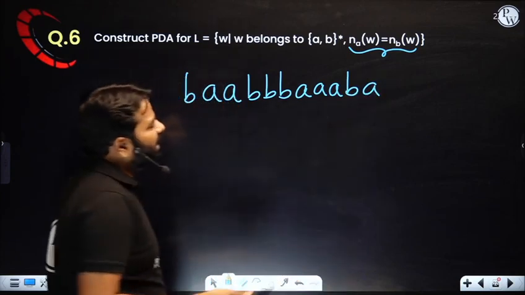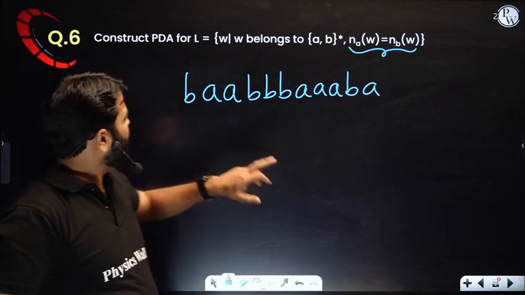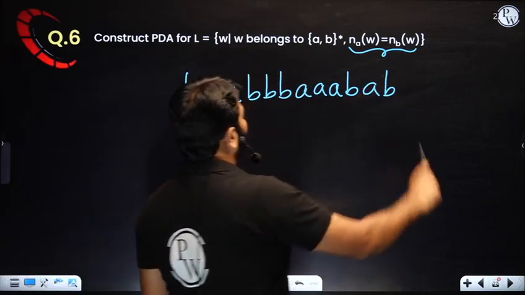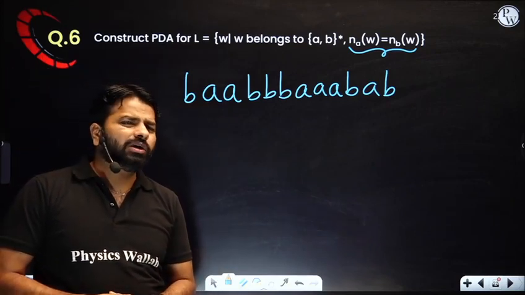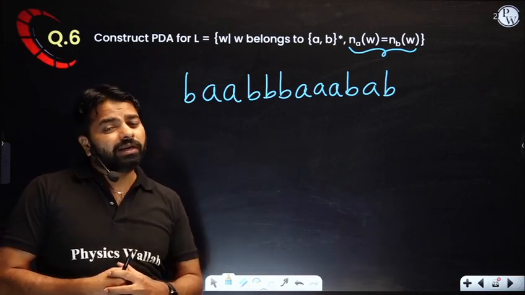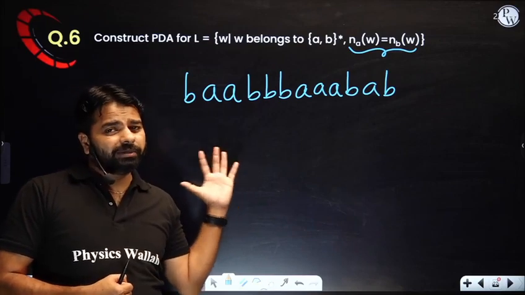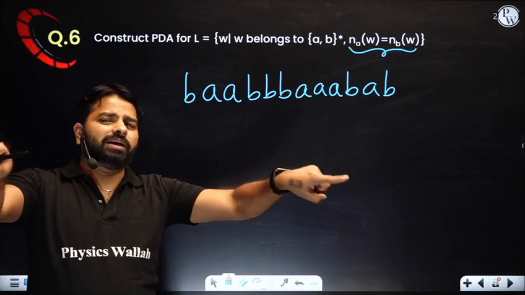Do you have equal A's and B's? Check it. 1, 2, 3, 4, 5 B's. 1, 2, 3, 4, 5, 6 A's. So you need one more B. Is this valid string now? If it is a valid string, then you should have a logic to say that you have equal A's and B's. This is the valid string if you have the equal number of A's and B's. In case it is not having equal number of A's and B's, you will not have a path to the final. That's it.